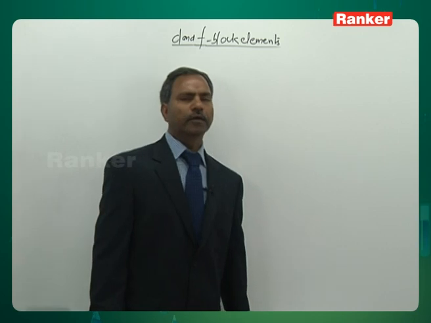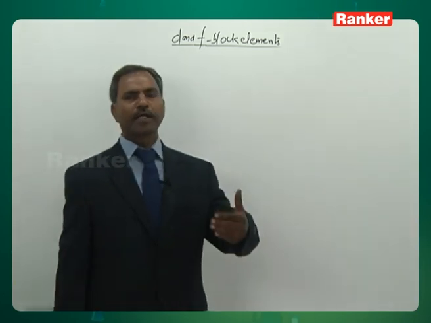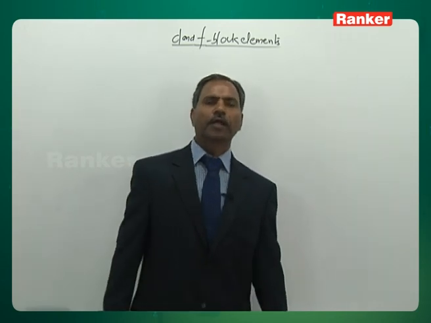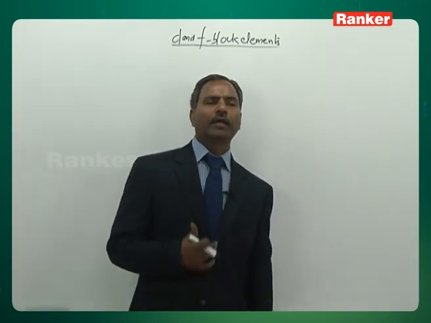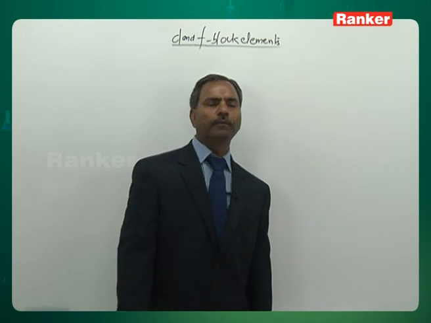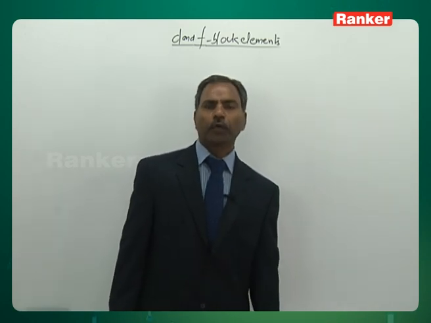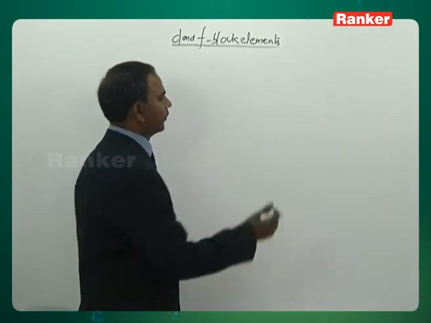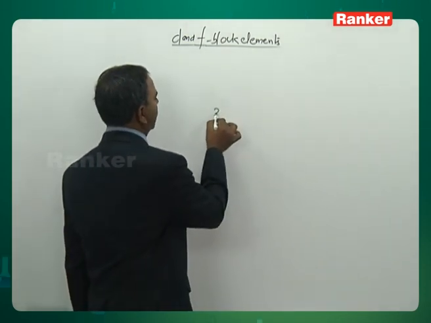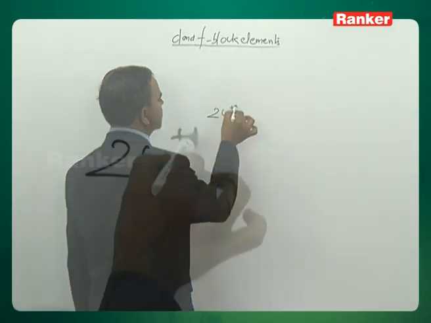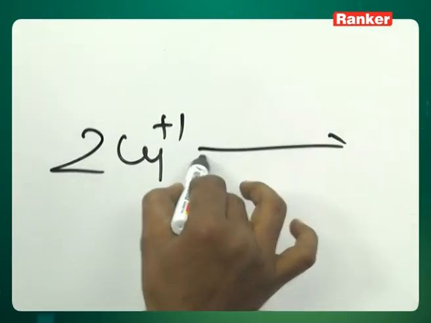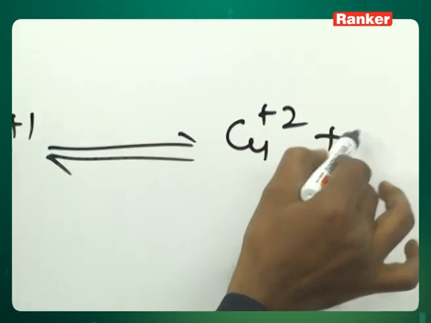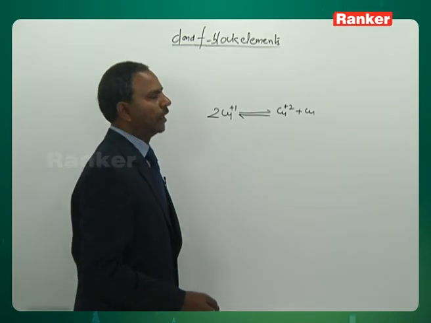What is disproportionation? You might know this: the simultaneous oxidation and reduction of an element in a particular chemical reaction. Copper plus 1 and gold plus 1 undergo simultaneous oxidation and reduction. Let us see, according to this equation, take 2Cu plus 1. This undergoes disproportionation and easily converts into copper plus 2 and copper in aqueous solution.